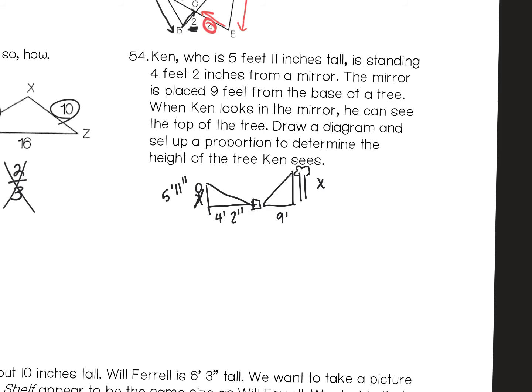I want to start by converting all of these to inches. So I'm going to do 5 times 12, and then I'm going to add on the 11. So 5 times 12 plus 11 is 71 inches. Same thing down here, 4 times 12 is 48, plus 2 is 50. And then lastly, 9 times 12 is 108, I believe. Yes.